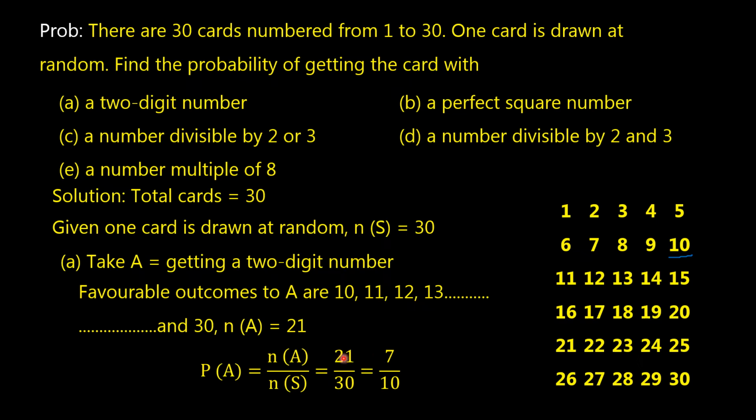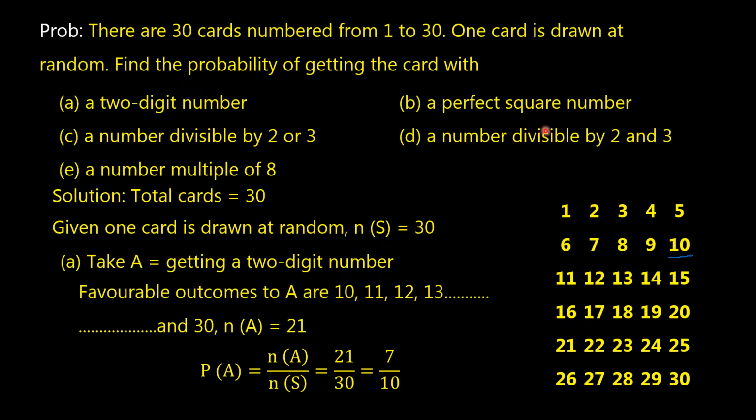Now going to cancel with 3 sevens are 21 and 3 tens are 30. Therefore, probability of getting a two-digit number is 7 by 10. In the similar way, we can find the probabilities of the remaining events also.